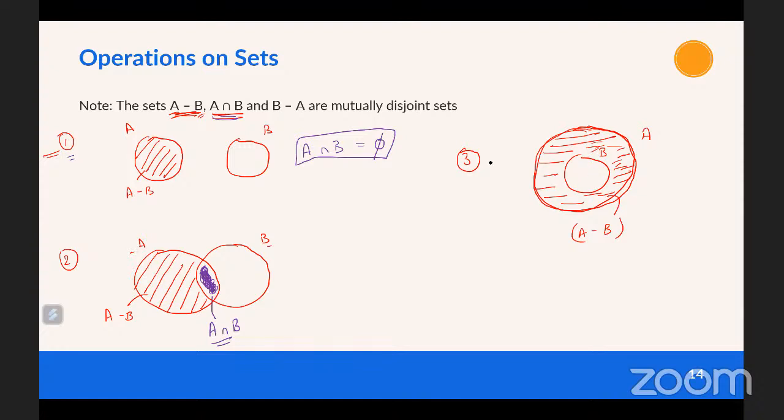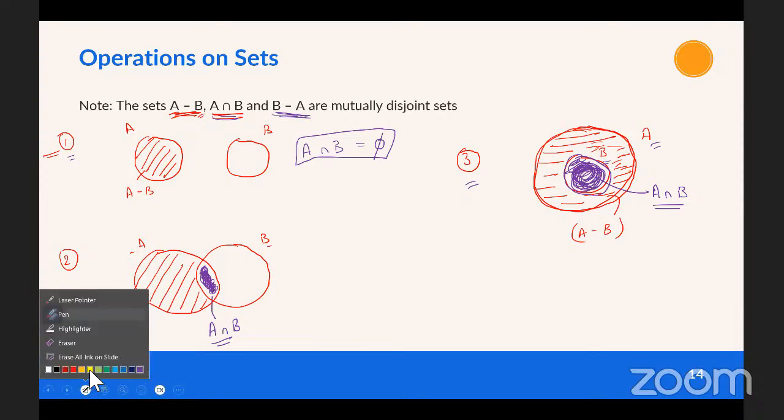What will happen in the third case? Set A is the bigger circle, set B is the smaller circle. So what is common between set A and set B? The set B itself, right? Because whatever element is in the set B is an element of set A. So this region is common between set A and set B, and it will be the intersection, A intersection B.